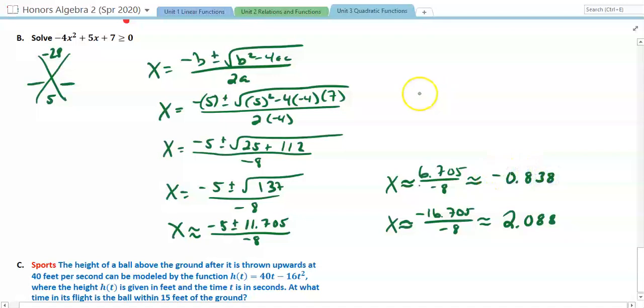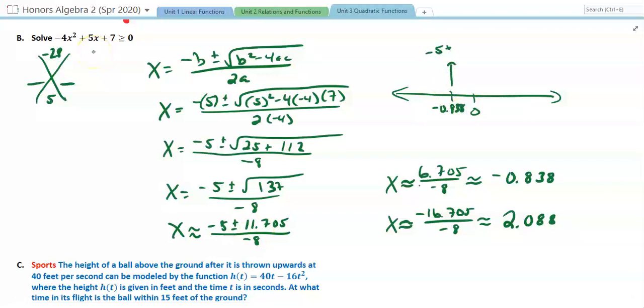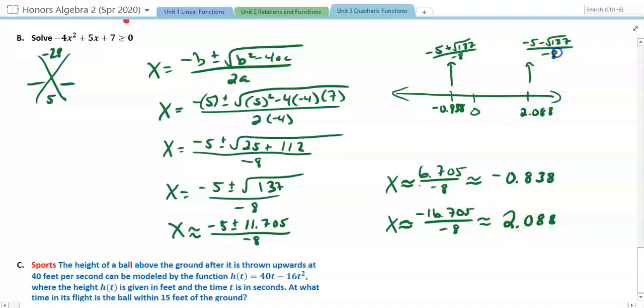And then for our top one, the 6.705 divided by negative 8 is negative 0.838. And so what we end up with, thinking about our number line here, zero's in the middle, we're going to have this value, which is negative 0.838, which equates to the negative 5 plus the square root of 137 over the negative 8. We can deal with the negatives here and simplify this a little bit, but we're just going to leave it as is. And then the other side is the 2.088, and again, that equates to the negative 5 minus the square root of 137 over the negative 8.